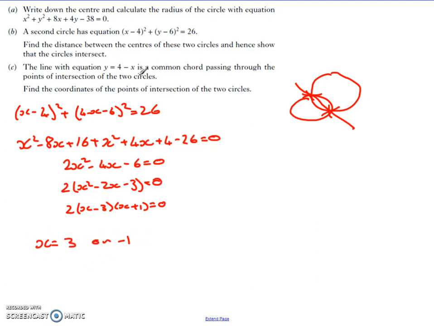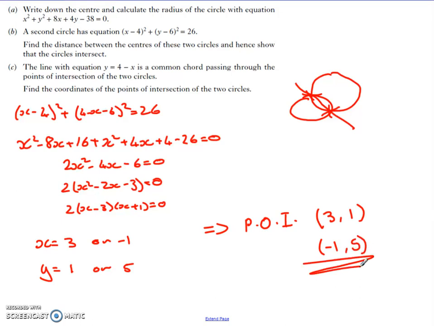Using these and substituting them in here, I can find the y parts of the coordinate. So if I have x equal to 3, 4 minus 3 gives me 1. And if I have x equal to negative 1, 4 minus negative 1, 4 plus 1, which is 5. So I can then say, therefore, the points of intersection are given by (3, 1) and (negative 1, 5). That's where the two circles and that line all meet together.